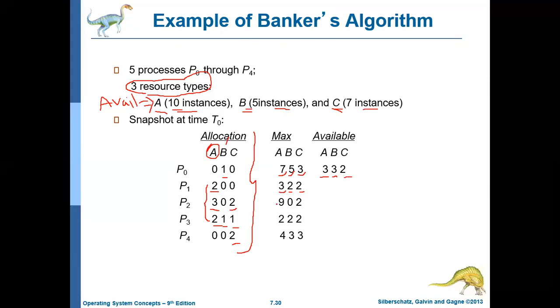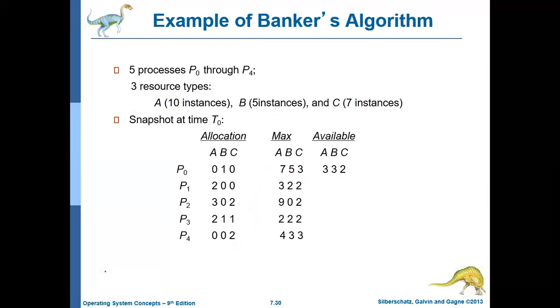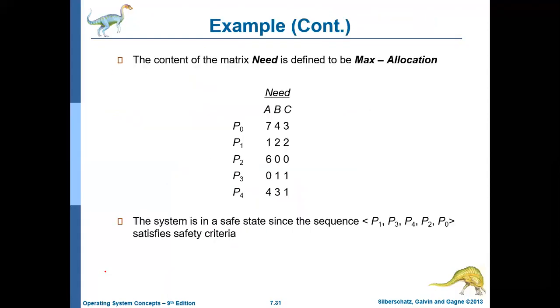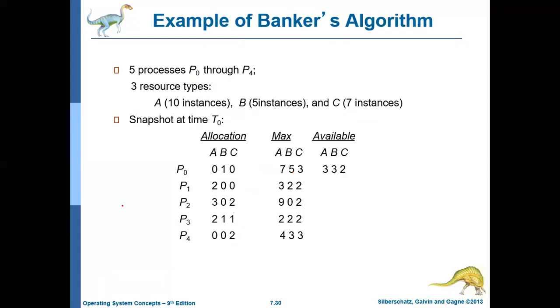So this is what this particular chart shows. This is the current state of the system. Now, from this we can calculate need. How can we calculate need? Need is always max minus allocation. We already discussed that: need is max minus allocation.